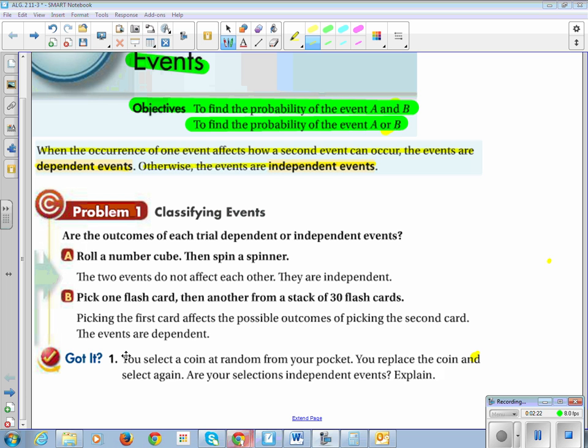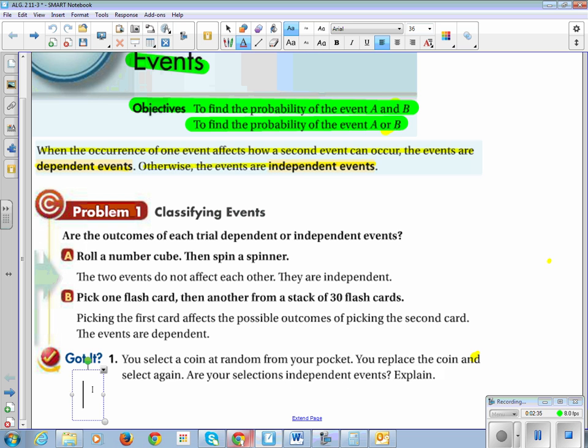And then let's look at this got it question. You select a coin at random from your pocket. You replace the coin and select again. Are your selections independent events? Explain. So in this scenario, I would definitely say that these are independent events.